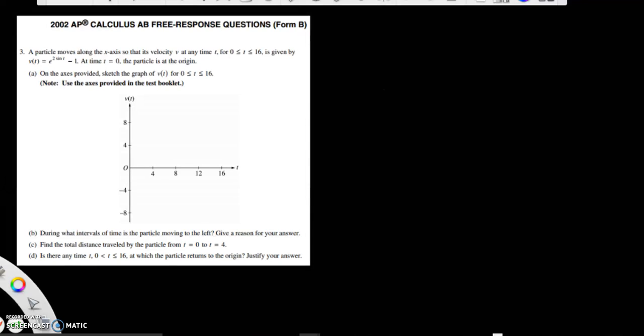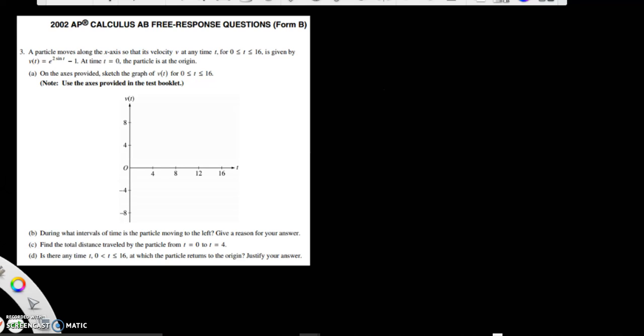In this video, we're going to solve 2002 AP Calculus AB FRQ Question Form B. It says a particle moves along the x-axis so that the velocity v at any time t, for 0 ≤ t ≤ 16, is given by v(t) = e^(2 sin t) − 1. At time t = 0, the particle is at the origin.